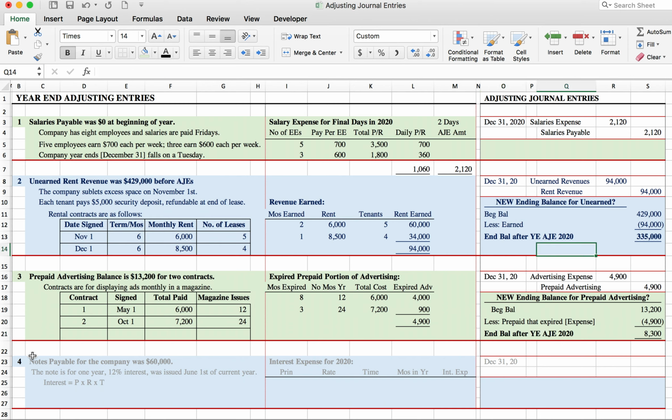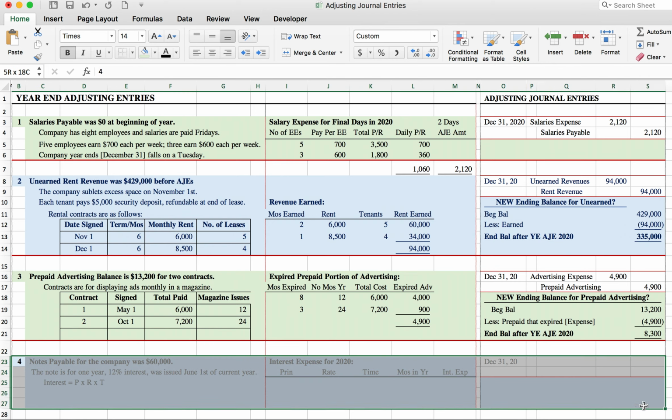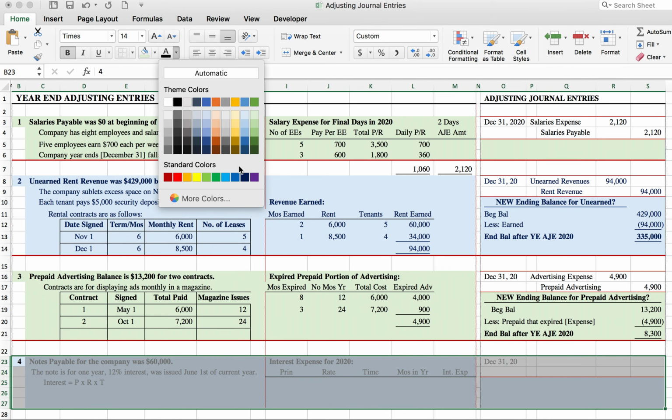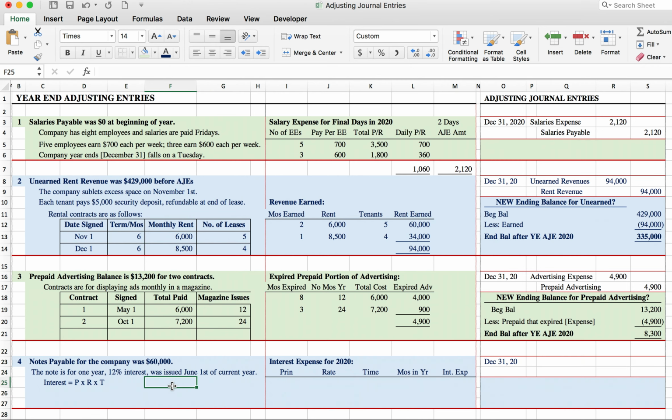And now we're on the last adjusting journal entry. I'll change the font so that you can see that clearly. This relates to notes payable. Whenever we have a note, there's always interest. And this note was for $60,000. It says it there: it's for 1 year, so that's 12 months, 12% interest, and it was issued June 1st of the current year. What this means is that as of December 31st, I need to record my interest expense for 2020, even though I have not paid it.